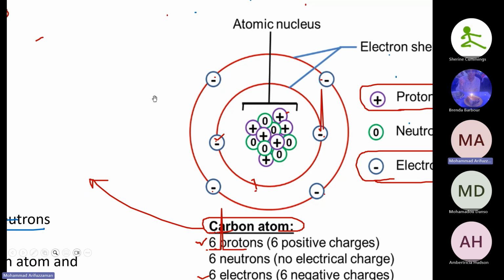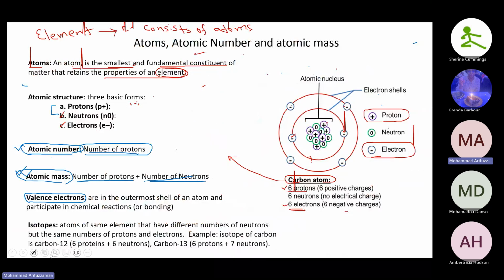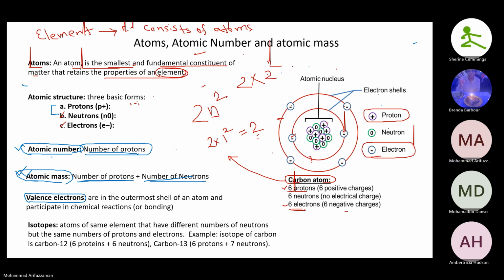There is a simple formula I will give you to easily calculate the electron distribution: 2n squared, where n represents the number of the shell. So for the inner shell, 2 times 1 squared, so how many electrons? 2. Now the second shell, 2 times 2 squared, that is 8. So the second shell can hold 8 electrons.